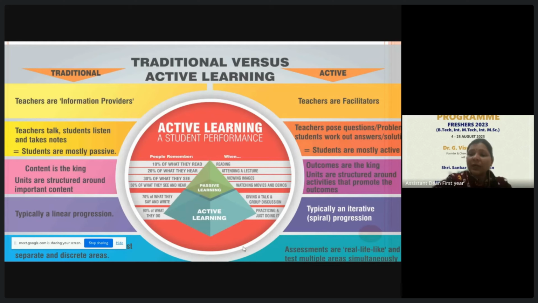In traditional teaching, typically a linear progression is there. Whereas in active learning, typically an iterative progression is there. Traditional teaching gives a scattered way of learning. Whereas in active learning, assessments are real life like and test multiple areas simultaneously. As I said, it needs to be applied. It needs to be associated with your daily life examples.